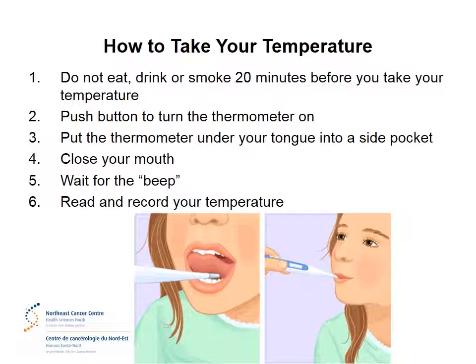It is important to know how to take your temperature properly so you get accurate results. Oral thermometers are recommended to use. Do not eat, drink, smoke, or put anything hot or cold in your mouth 20 minutes before you take your temperature. Turn your thermometer on by pushing the on button. Place the thermometer under your tongue into a side pocket. Close your mouth. Wait for the beep to indicate your temperature has been read. Read and record your temperature.